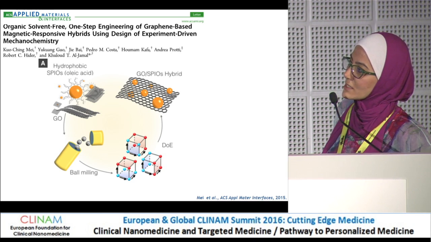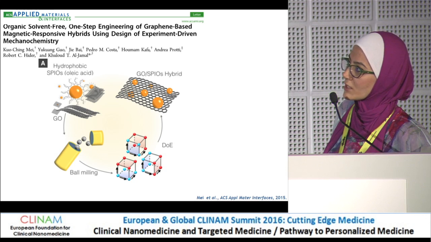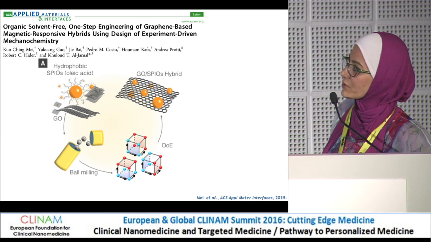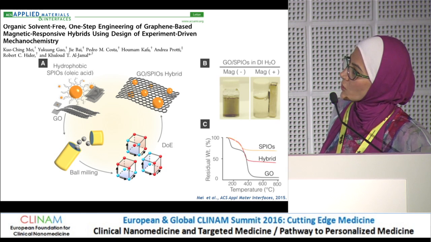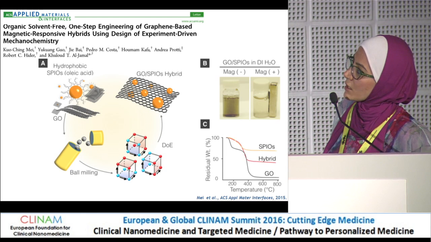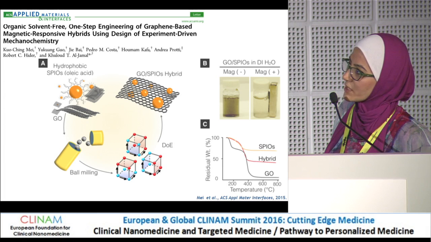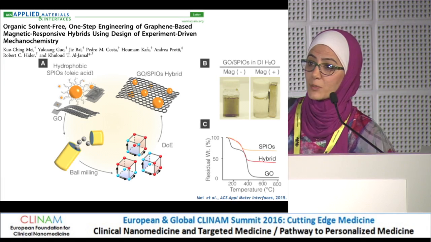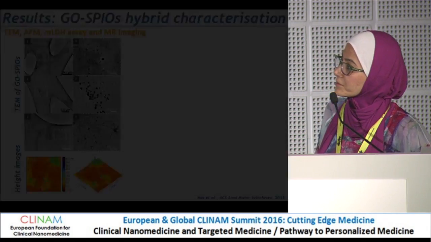And we use a design of experiment approach to optimize this method to get the hybrid material of best characteristics. So you can see here, SPION without the graphene oxide wouldn't disperse in water, but when you have the hybrid, they form a stable suspension that's magnetoresponsive. We can use thermogravimetric analysis to quantify the content of SPION in the hybrid.